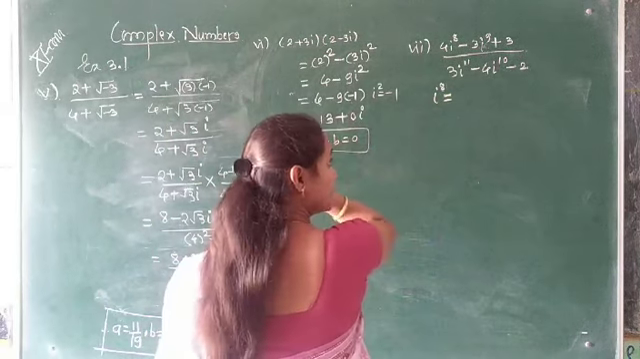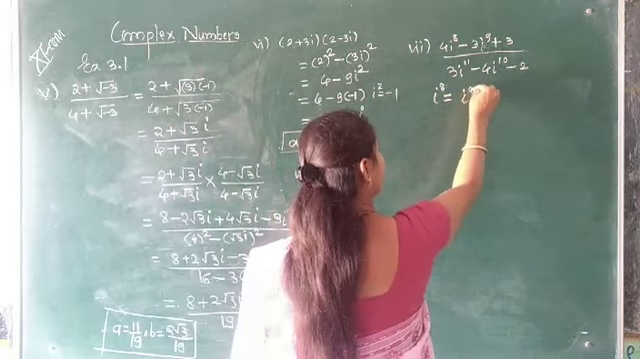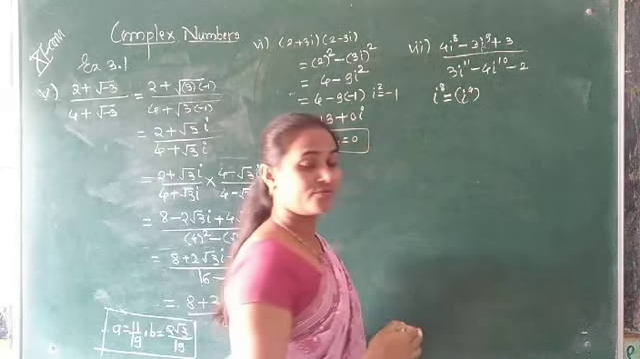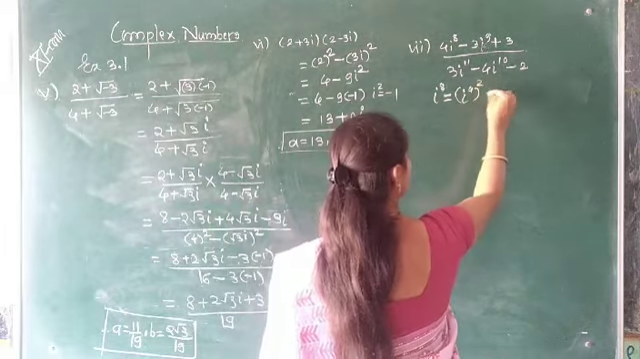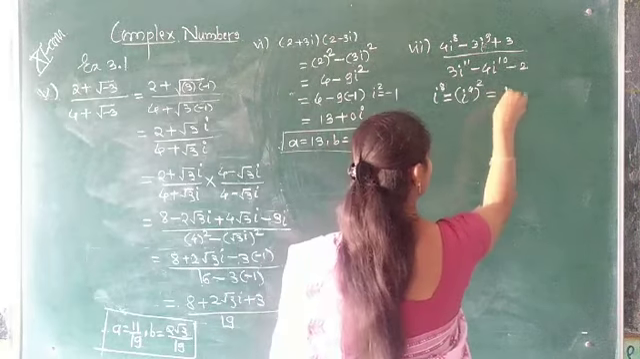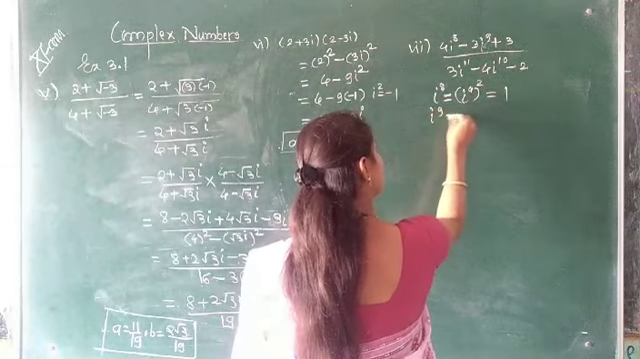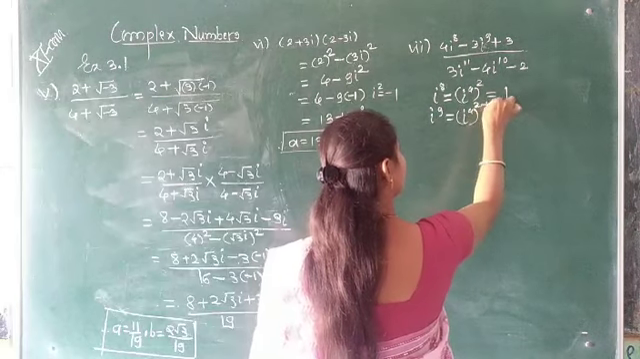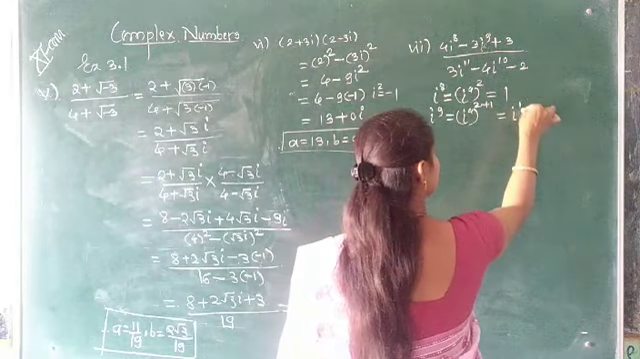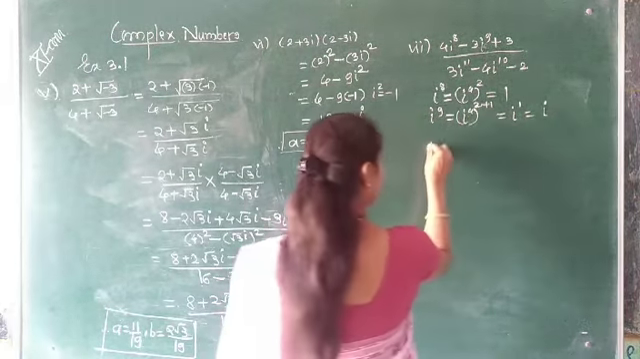So first find i^8. Any power you have to find, simply divide the number by 4. So 4 twos are 8. That means your remainder is 0, so the answer is 1. Next, i^9. 4 twos are 8, remainder is 1. That means i^1 is equal to i.